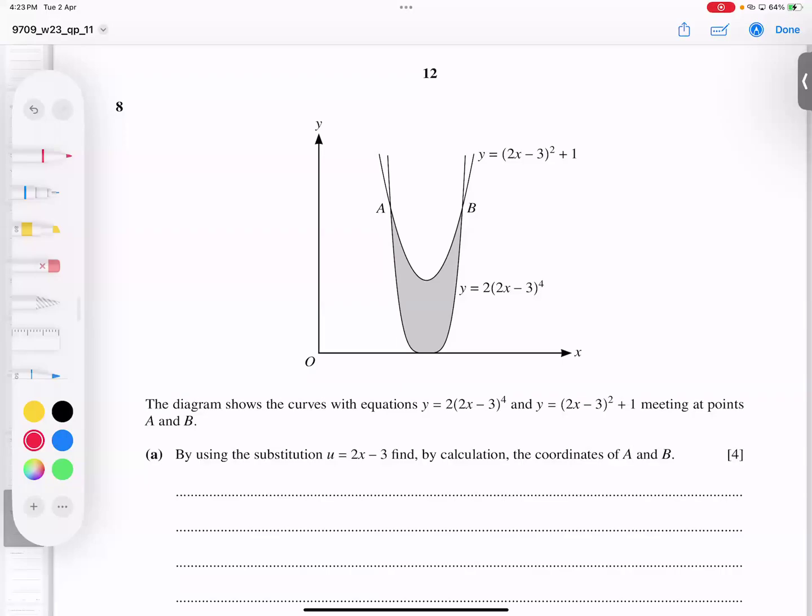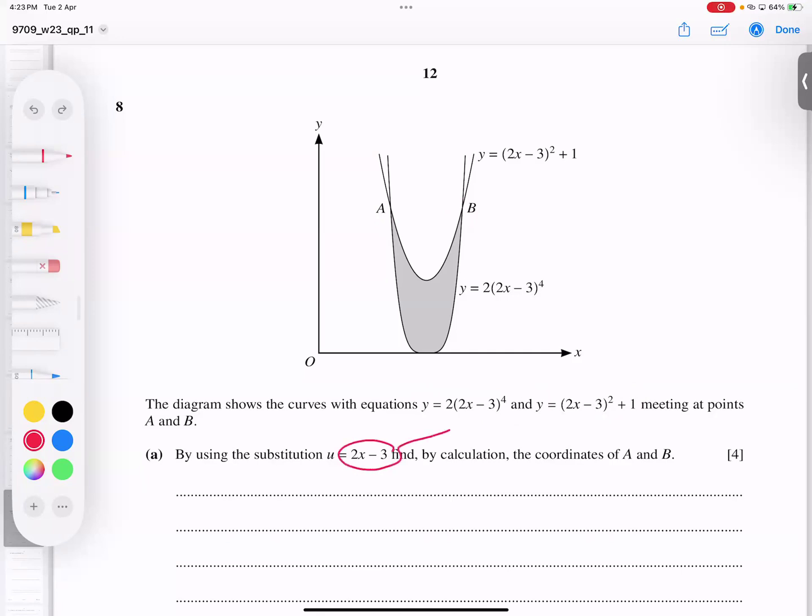Bismillah ar-Rahman ar-Rahim. This is October 23, first variant, question number 8. And he said that in the first part there are 2 points of intersection. Solve them, okay? Both curve equations are given, so solve them simultaneously to get our intersection points.